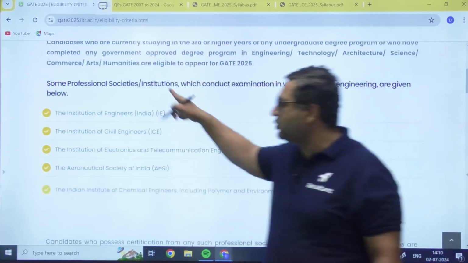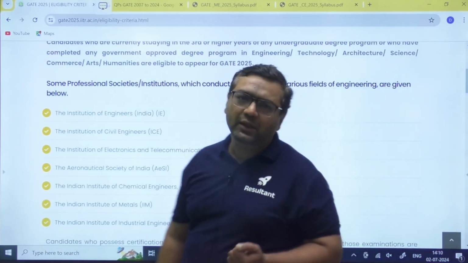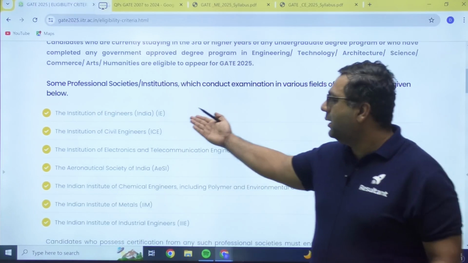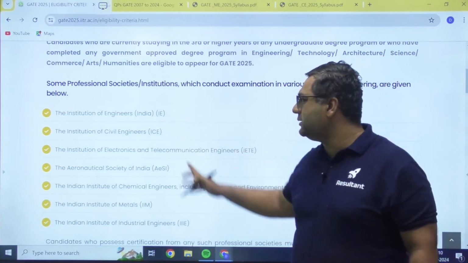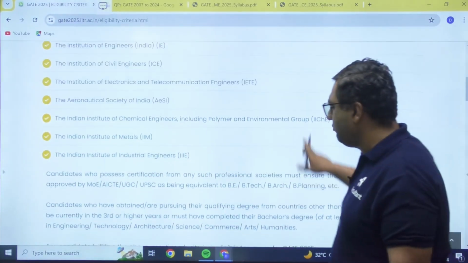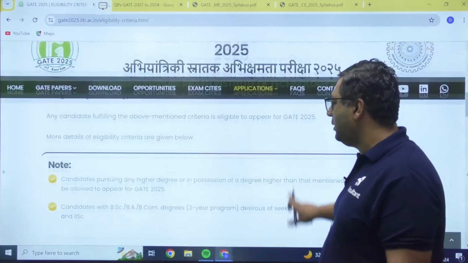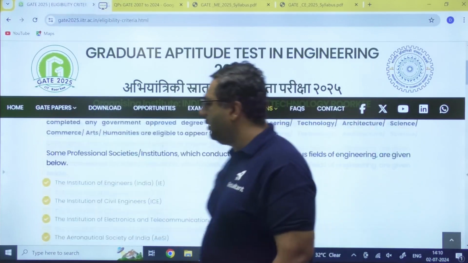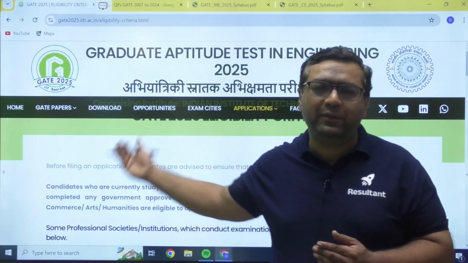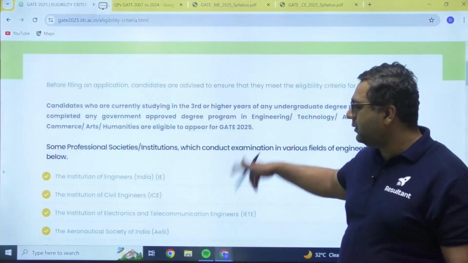Then my dear, there are some societies which were initiated by our first Prime Minister Jawaharlal Nehru ji, which provide correspondence BTech programs, like the Institution of Engineers and Civil Engineers. For these societies also, they have made some rules. If you have done BE or BTech from there, they also specify till which date your registration should be done for appearing in the GATE, because their BTech system is different. So you can check there, it is mentioned.